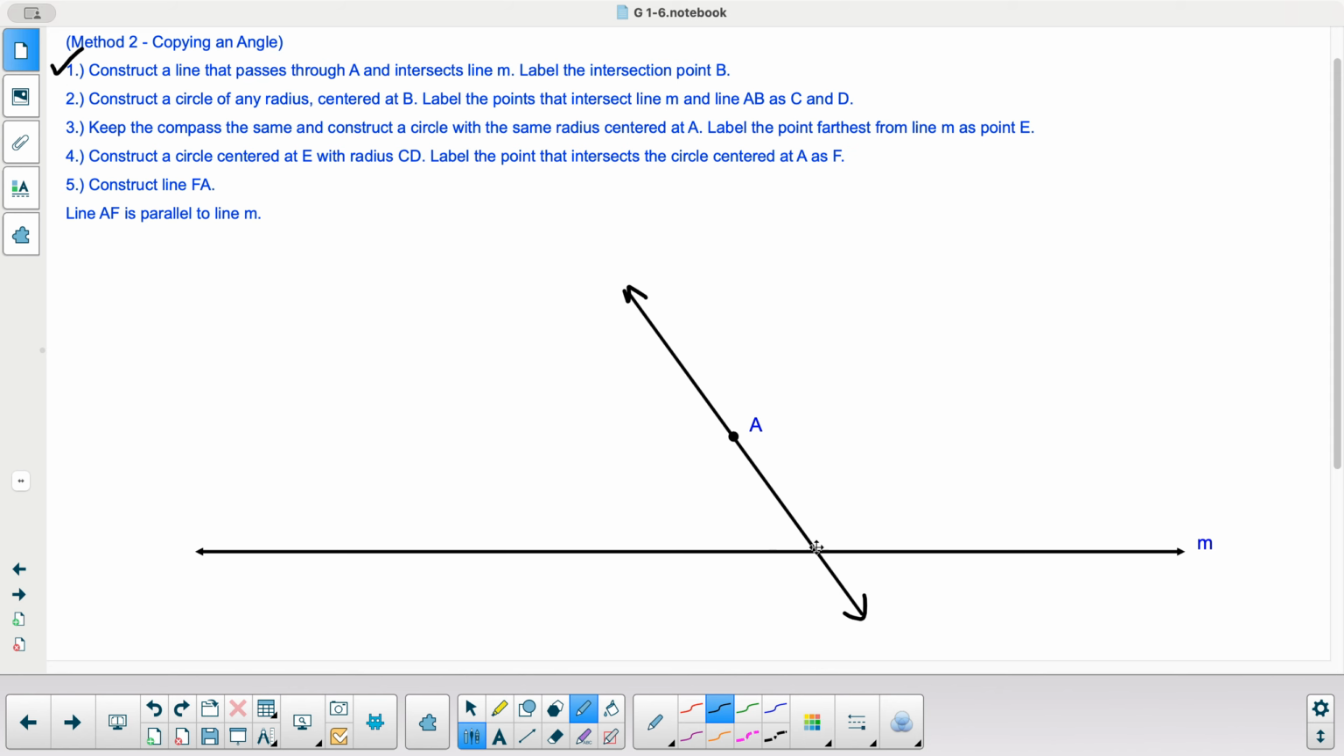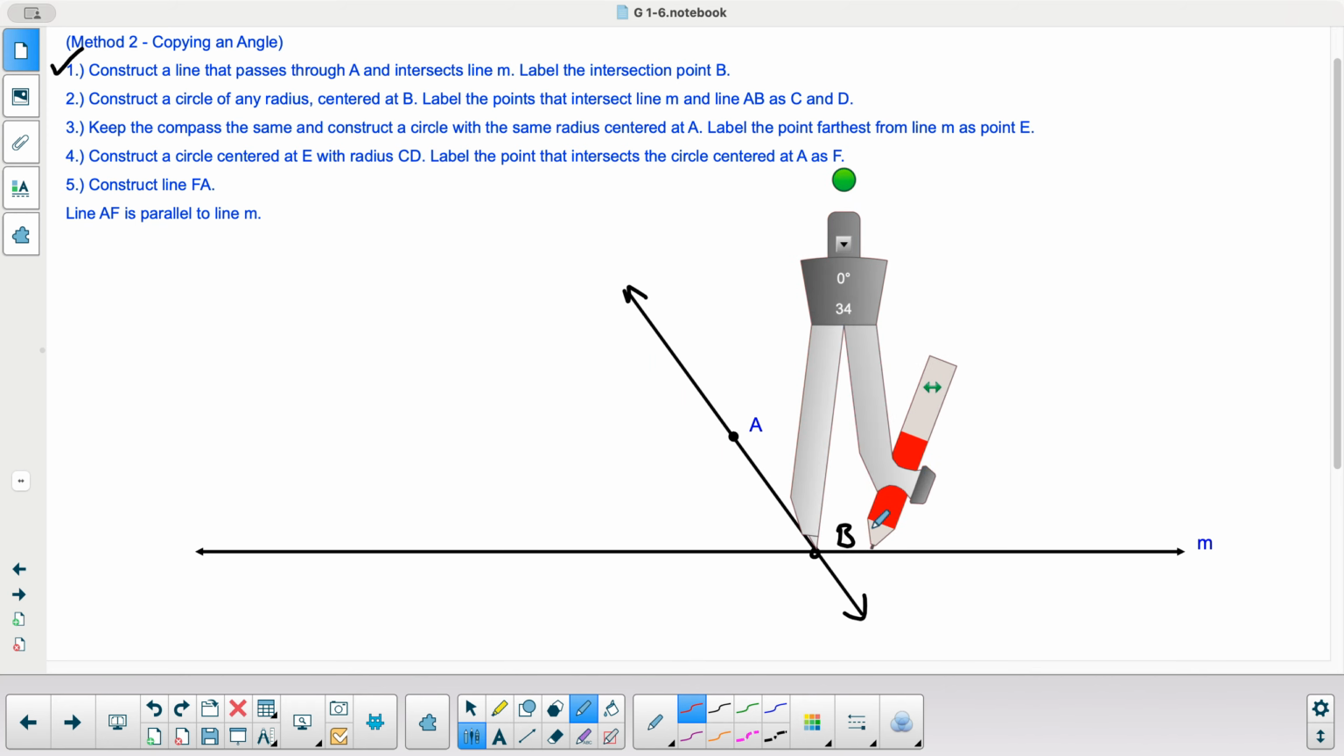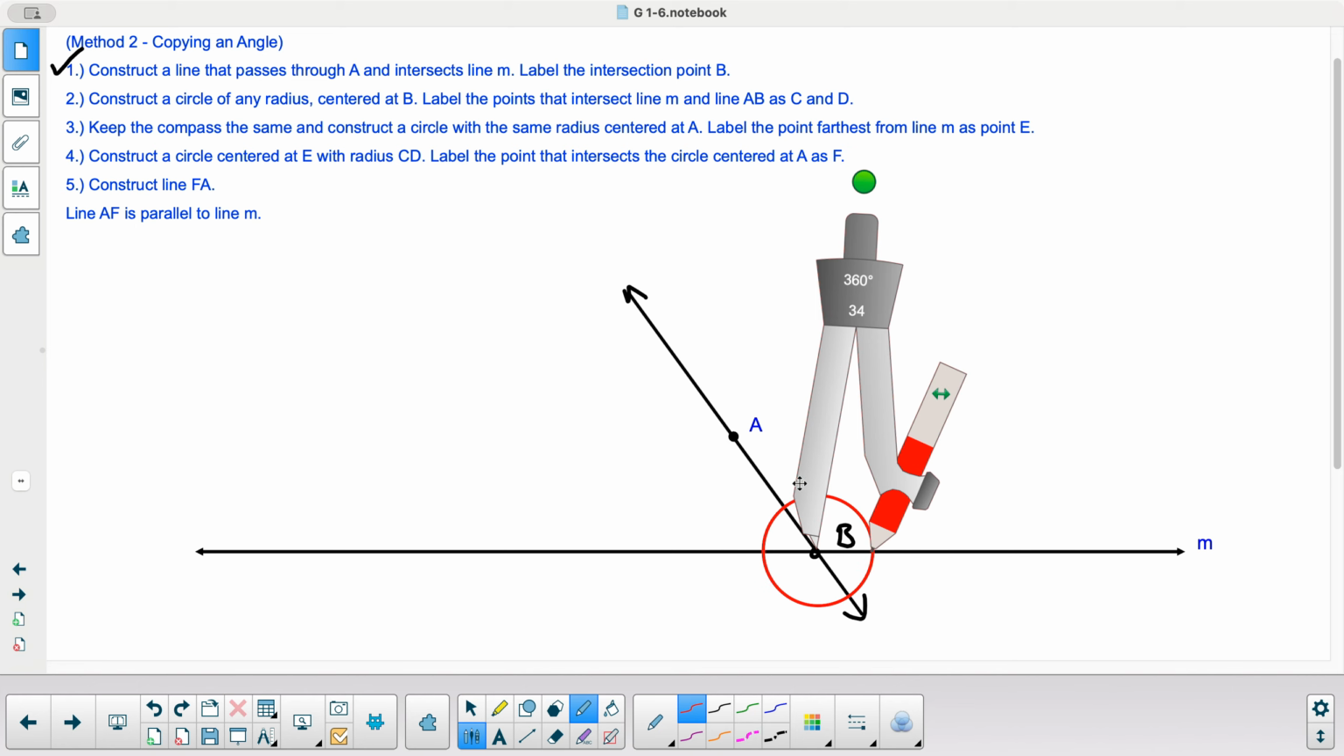Label the intersection point as B. Construct a circle of any radius centered at B. Label the points that intersect line M and line AB as C and D. Okay, so let's make our compass right here. Any radius. Okay, let's label these as C and D.